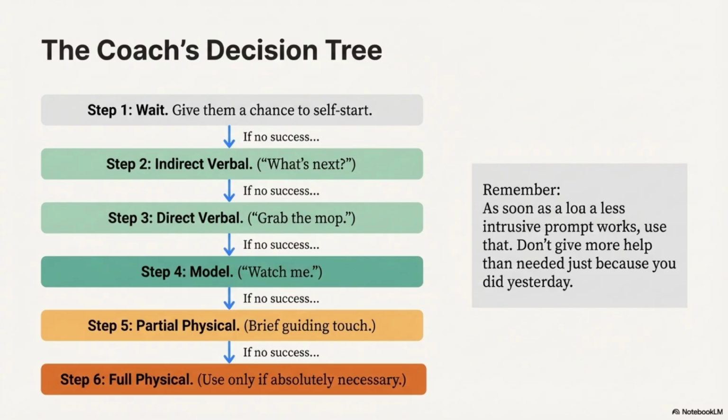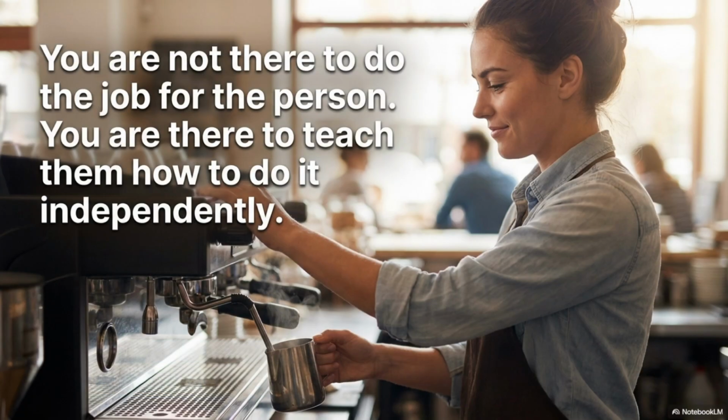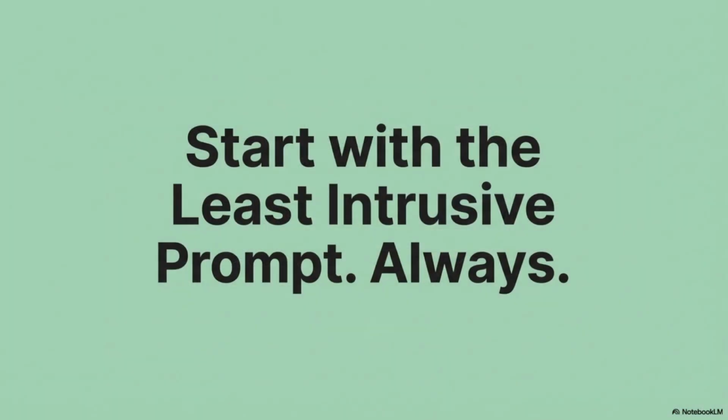That's the hierarchy in action. You move down only when the level above doesn't work. And remember, as soon as a less intrusive prompt works, use that. Don't get stuck giving more help than needed just because you did it that way yesterday. If today they can do it with just an indirect verbal, use indirect verbal. Always be fading, always be reducing support.